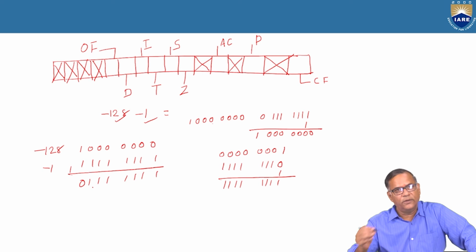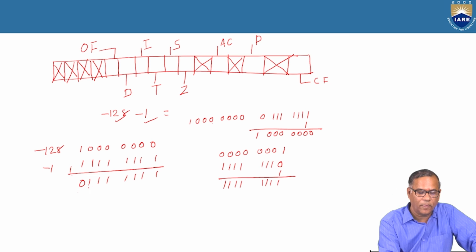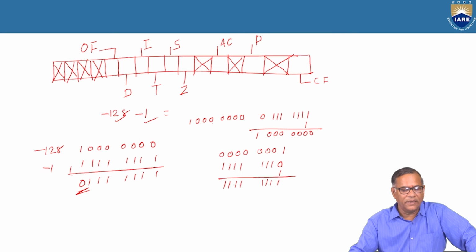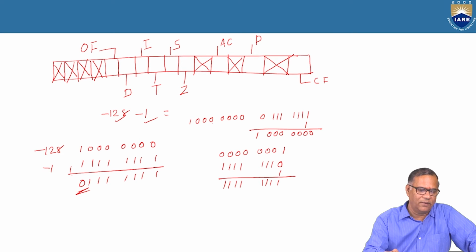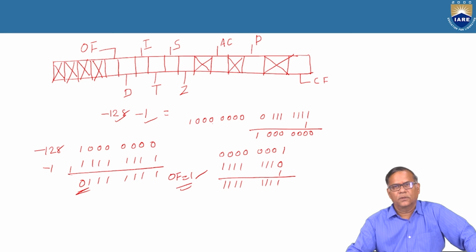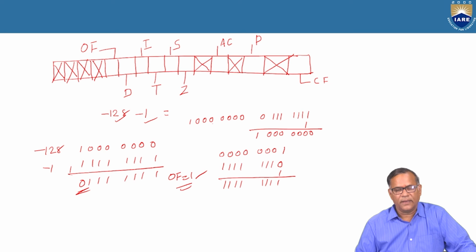So here you are adding two negative numbers, but you have got 0 in the most significant bit, indicating that this is a positive number by mistake. So in that case, the overflow flag is set. The overflow flag becomes 1. So the overflow flag is activated when the destination register is not able to accommodate the result.